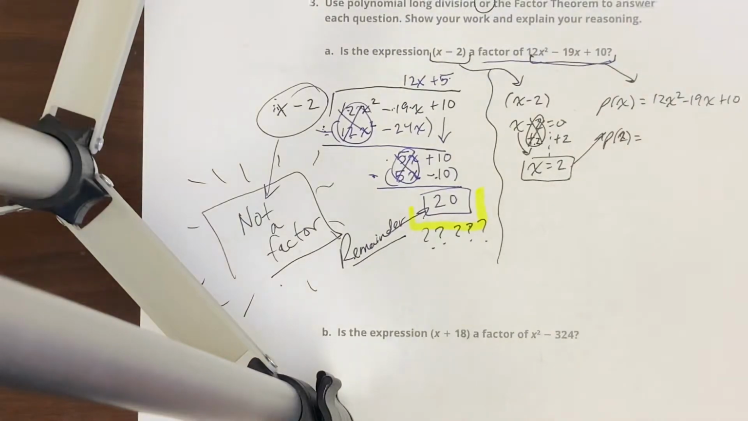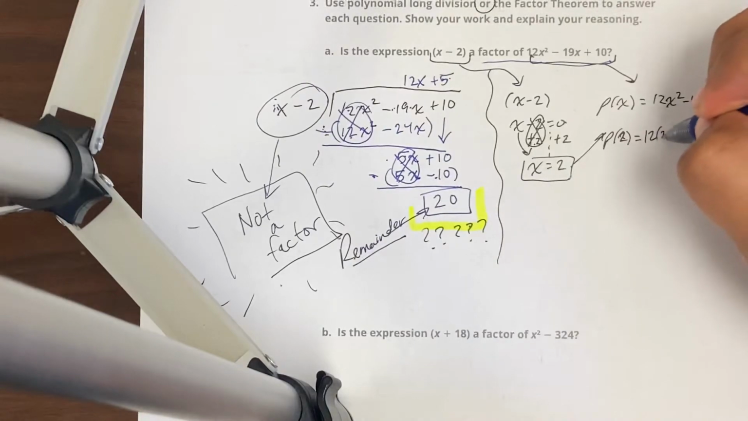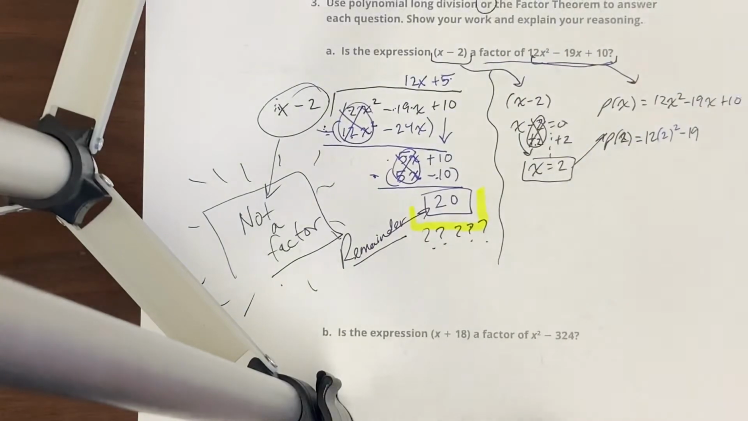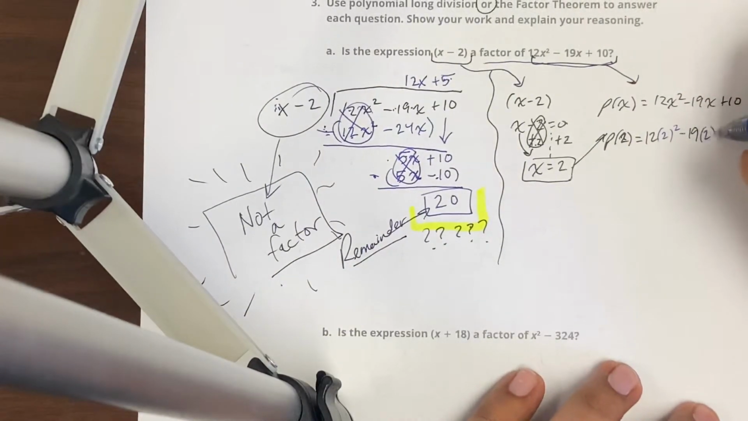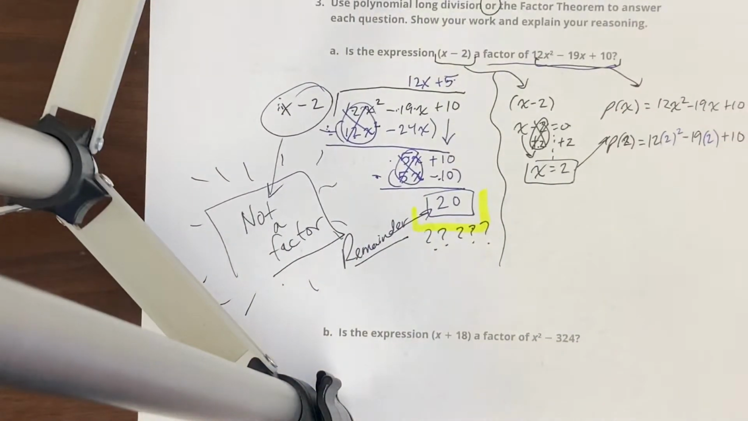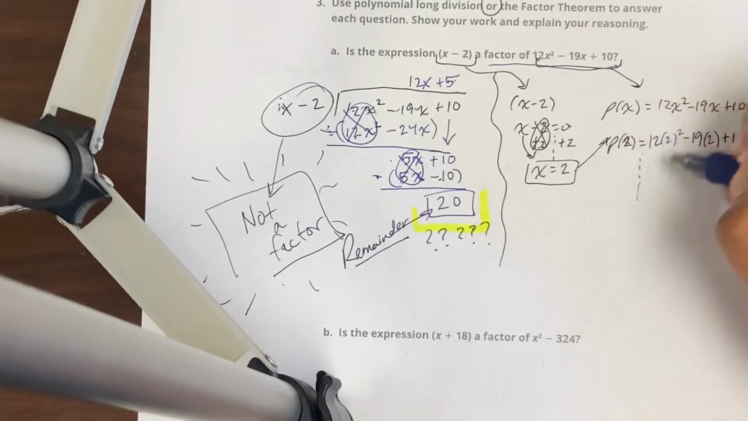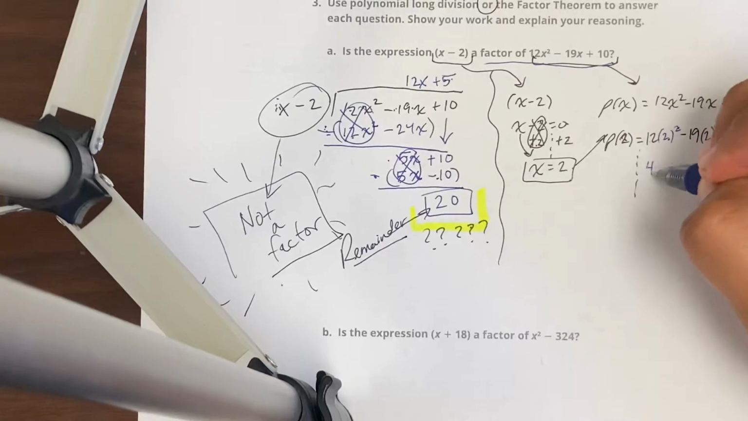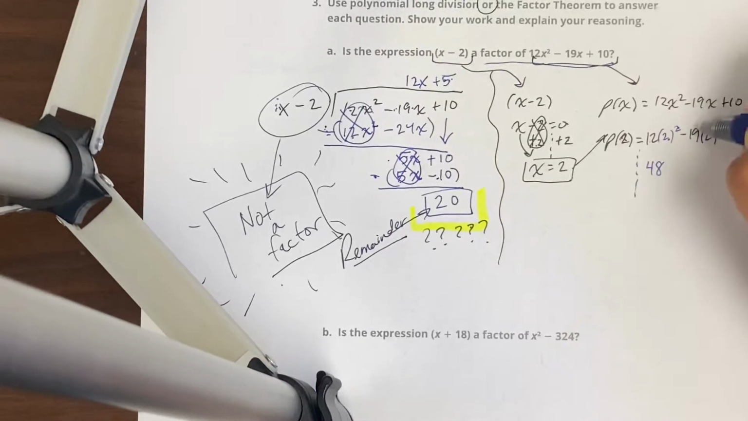Slow it down because I'm getting excited because this is some good math. There we go. Replacing x's with 2. I like to do different colors, so hopefully that's helping middle school kiddos. And let's rock and roll. 2 squared is just 4. 12 times 4 is 48. Double check with your calculator. Negative 19 times 2 is negative 38, or just minus 38. Bring down the plus 10.